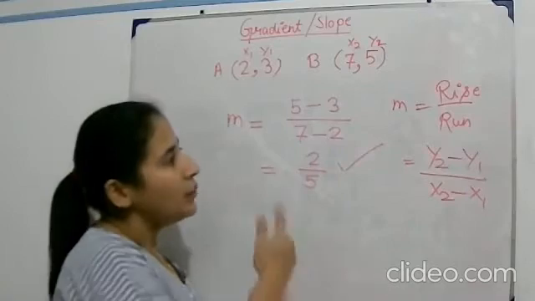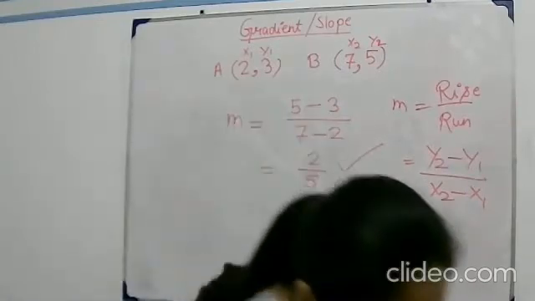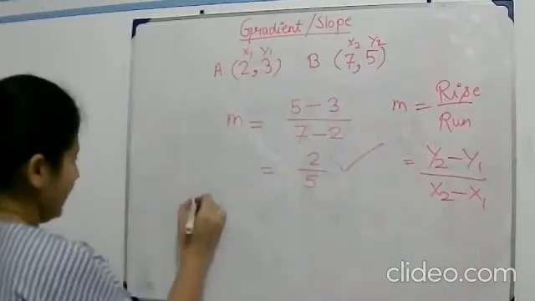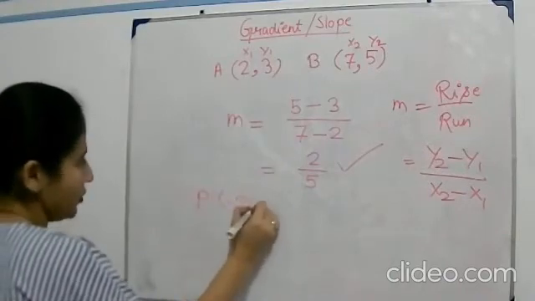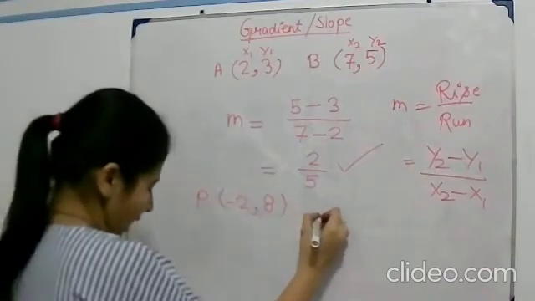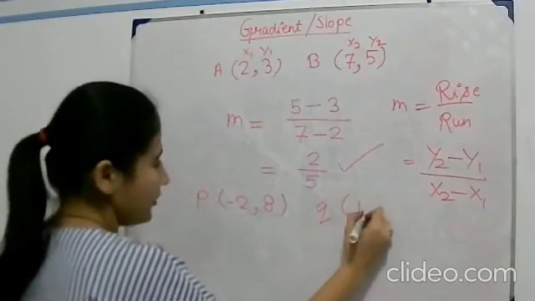Let's see one more example with coordinates. If the points are P (-2, 8) and Q is (1, -1).